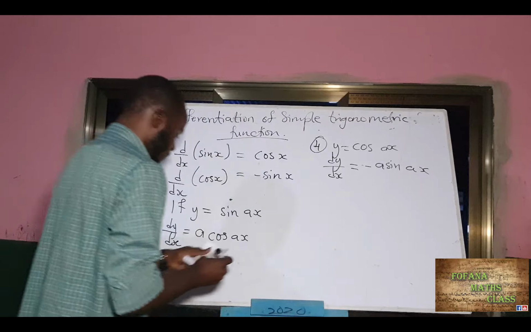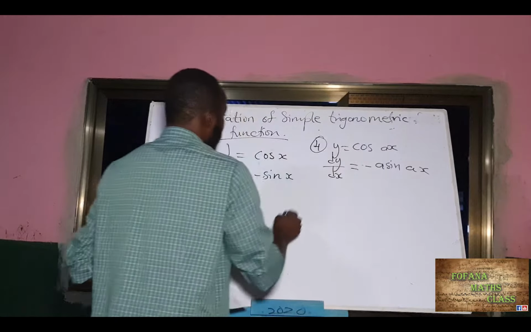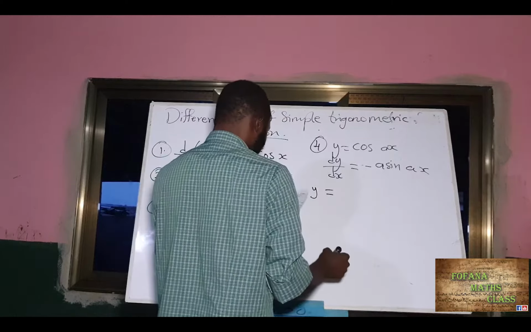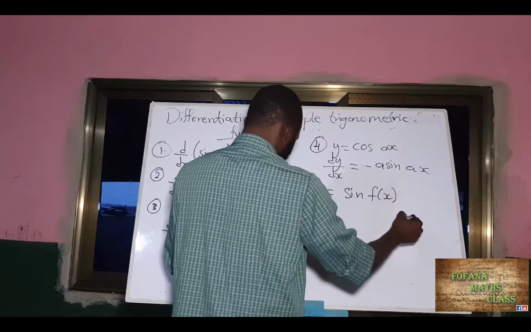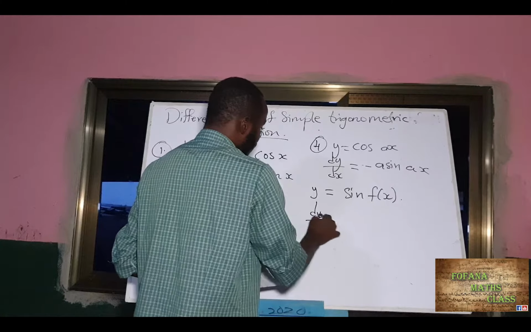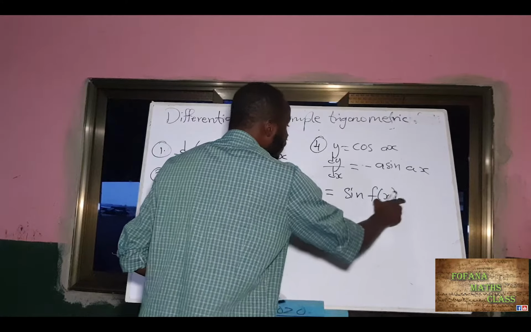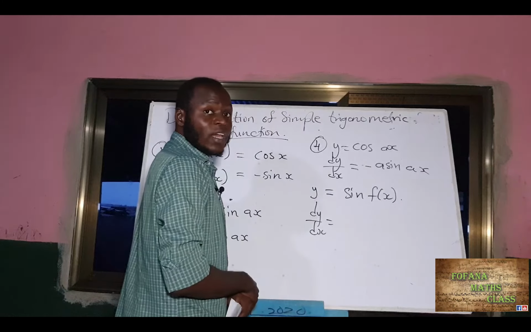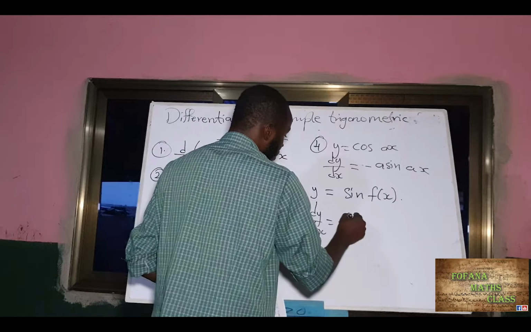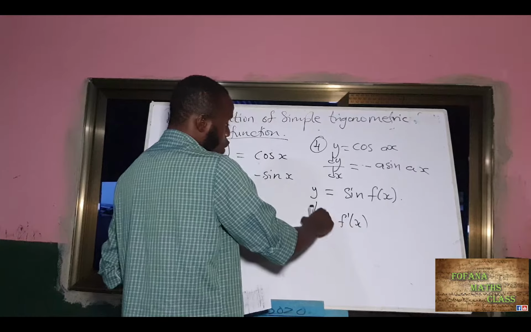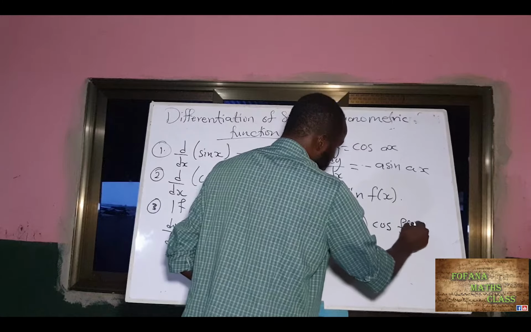Now in general, what we know is, if you have y equal to sine of a function, say f of x, then the differential coefficient of this sine of a certain function will be, first you differentiate this function to obtain its derivative, then you bring it out here. So you will be obtaining the derivative, which is f prime, or the dy/dx of that particular function, times cos of the function itself.